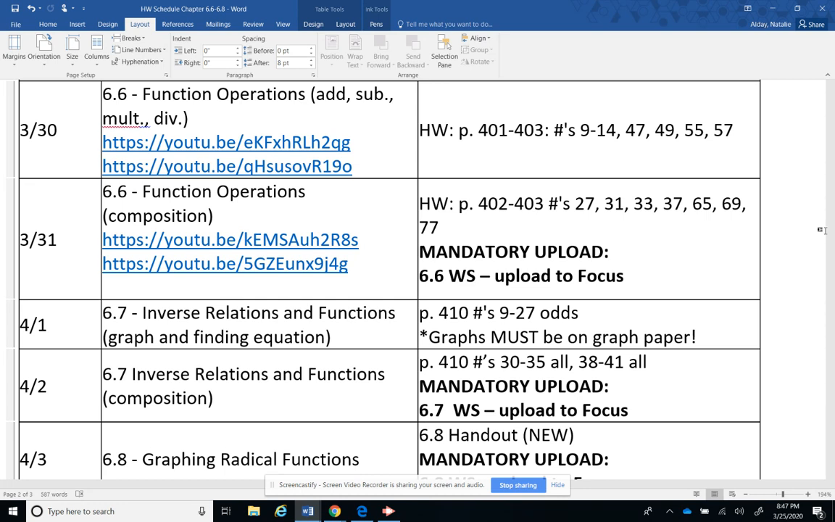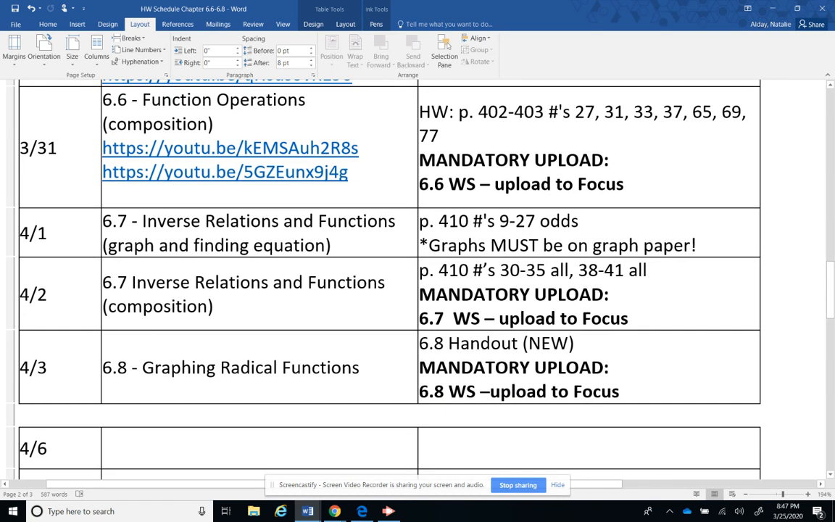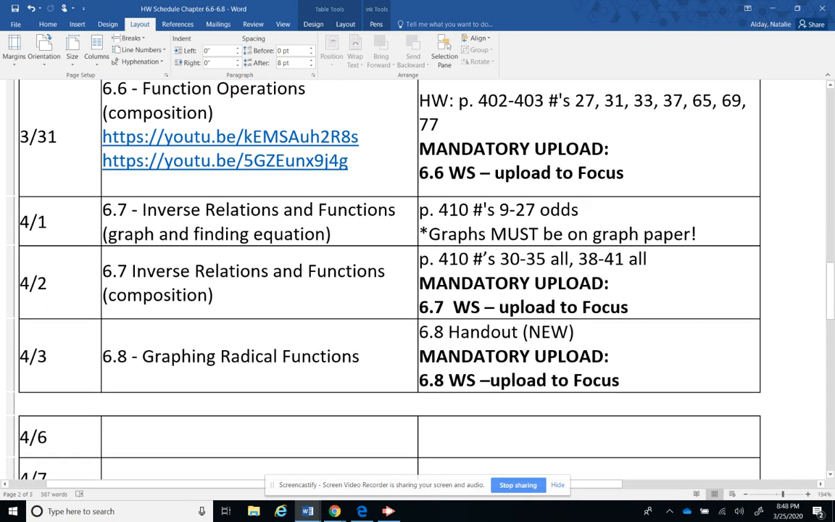All right, so today is 4-1. April Fools. Inverse relations and functions, graph and finding the equation. There's your homework assignment. As you see, tomorrow we're going to finish up 6-7. You're going to do your homework assignment. You're going to do the mandatory upload for 6-7. That's what's going into Focus.